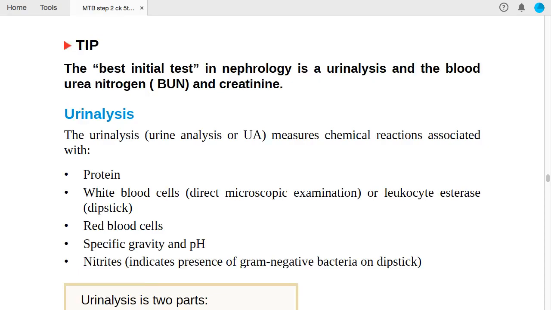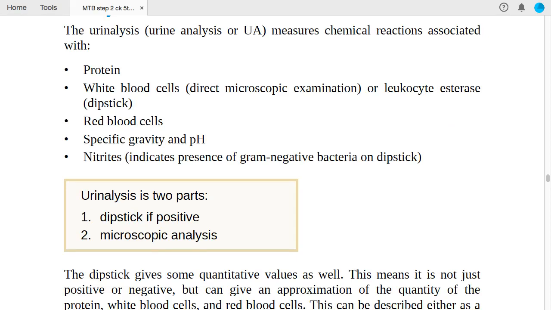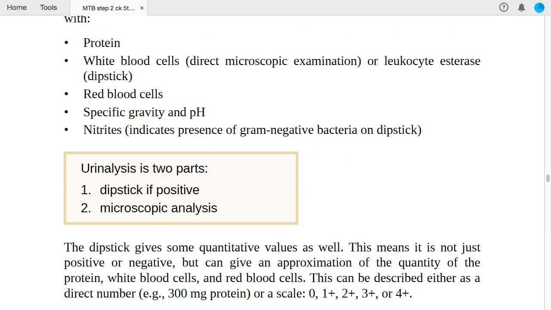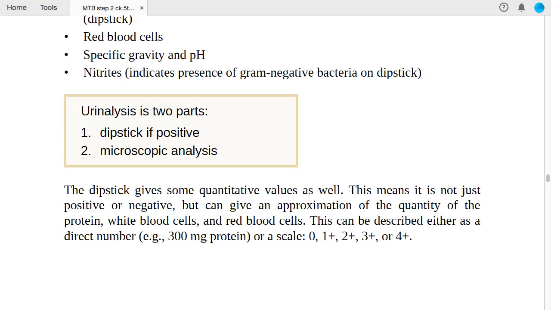Urinalysis has two parts. First is the dipstick, and if positive, second is microscopic analysis. So we can go for the dipstick and we can go for the microscopic analysis. It consists of two parts. The dipstick gives some quantitative values as well. This means it is not just positive or negative, but can give an approximation of the quantity of the protein. So it's not that we only see whether the dipstick is positive or negative, but we can have some numbers associated with it.